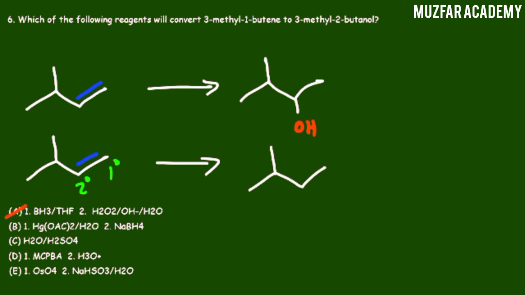Mercury acetate with water followed by sodium borohydride. This is the oxymercuration-demercuration reaction. It proceeds with Markovnikov regiochemistry without rearrangement. So the OH group is going to go on the secondary carbon. So this is the answer that we're looking for.